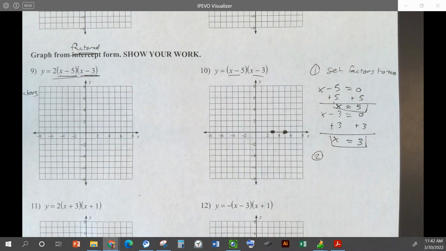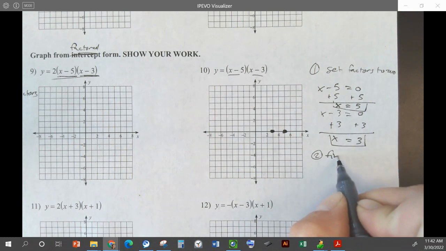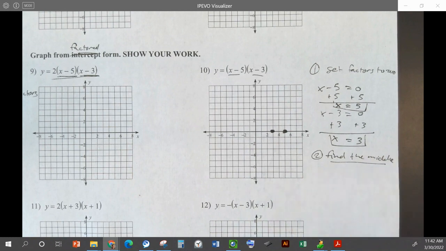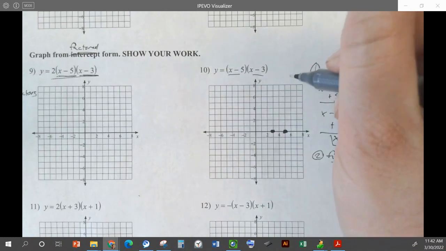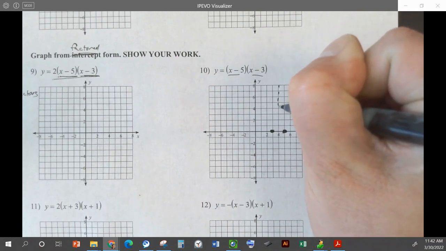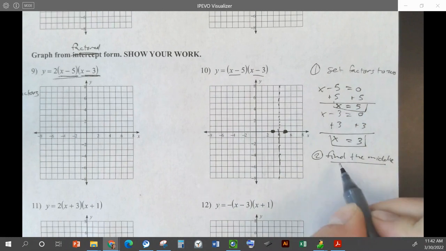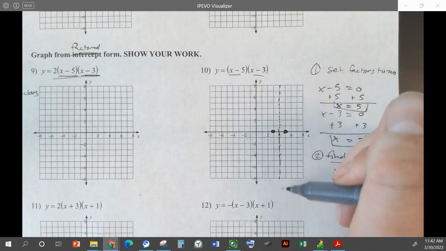We have 2 points, we need a third point. We should probably find the vertex. Good, so we got to find the middle. Find the middle. So the middle here looks like 4. Yep, right in the middle there. So I'm going to draw my axis of symmetry. The middle is at x equals 4. So I know the vertex has to sit on this line.